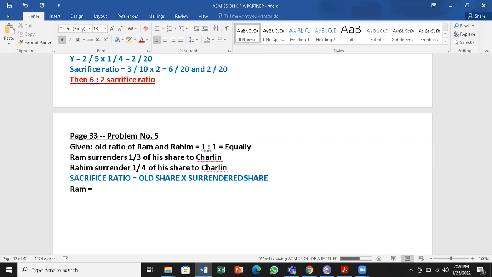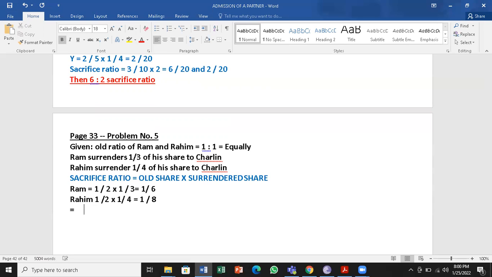So Ram's whole share is 1 by 2, multiplied by 1 by 3. That will be 1 by 6. Perfect. Next for Rahim, 1 by 2 multiplied by 1 by 4, that is 1 by 8. See here also you find the numerator is not the same. So you have to go for the denominator LCM. Take out the common number and work it out.